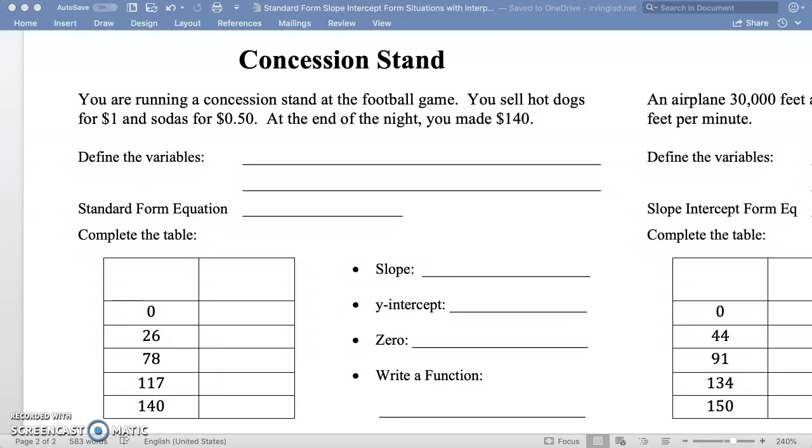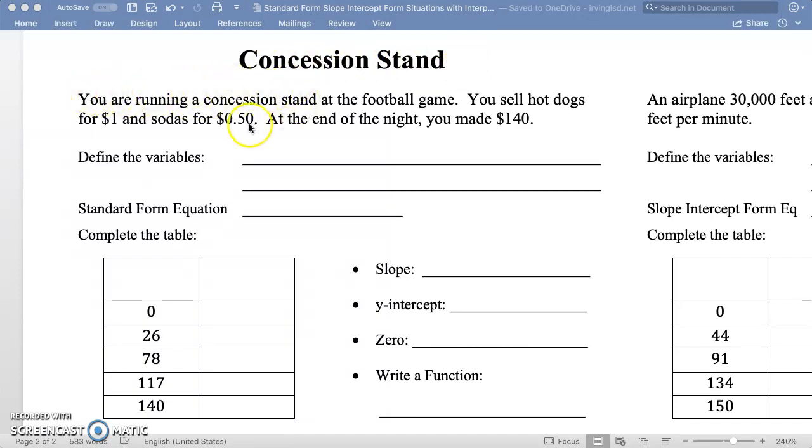Today we're going to talk about writing a standard form equation from a scenario or a real life situation. We're also going to write one in slope-intercept form as well. Yesterday we looked at writing two standard form equations that we discussed in class, so we want to carry on that discussion today. So first, make sure you're on the right side where it says concession stand.